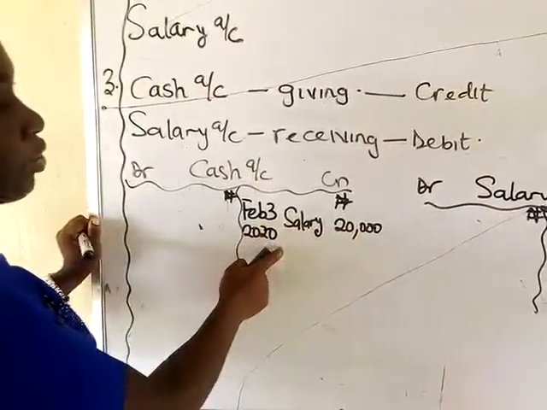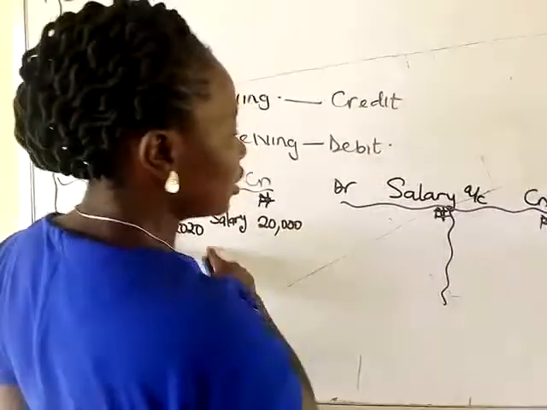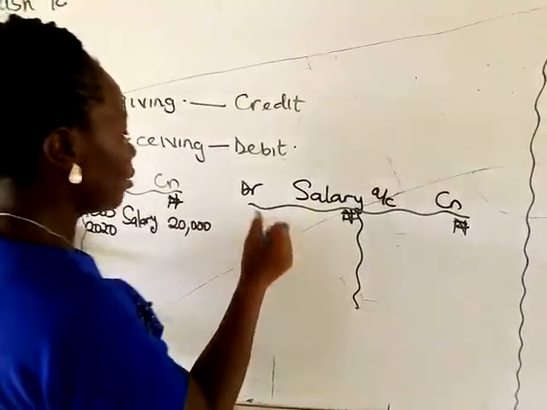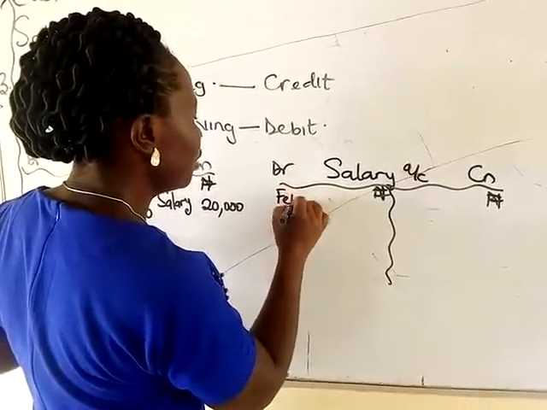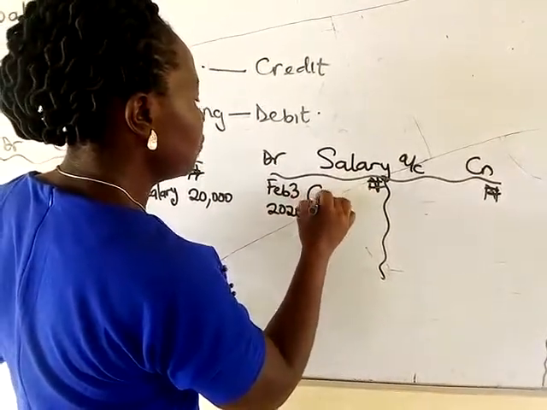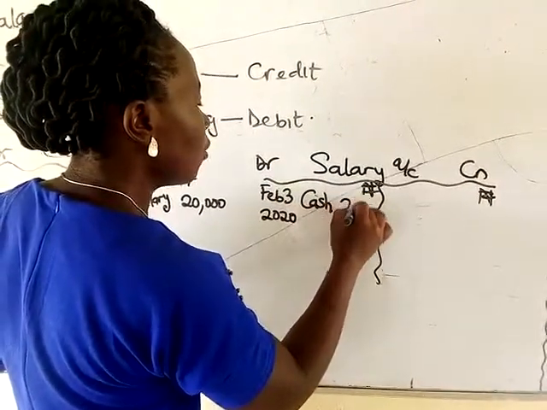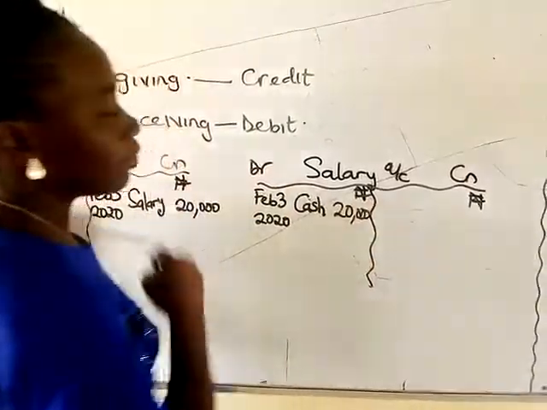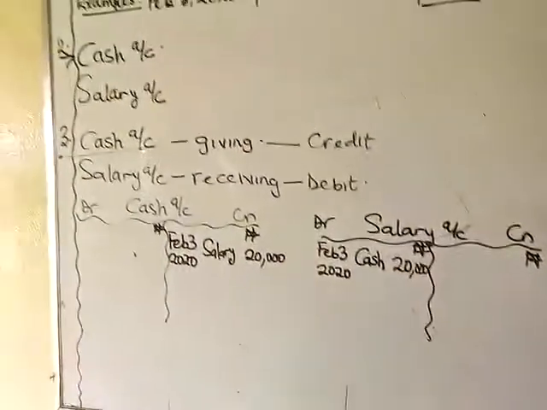For there to be a credit entry, there must be a corresponding debit entry in my salary account. So I have February 3rd on the debit side. Salary is receiving from cash the sum of 20,000 Naira. So that is that about this example.